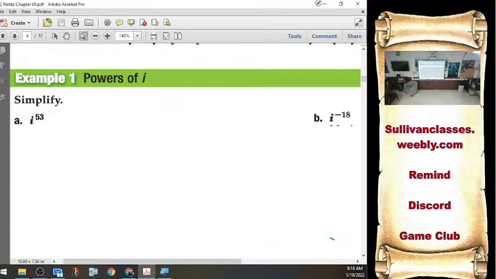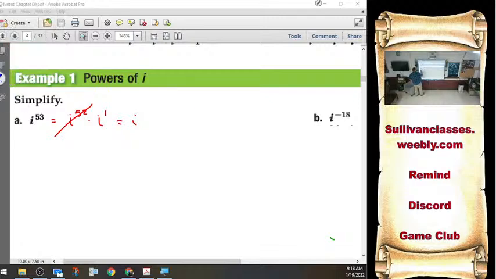So, what's a multiple of 4 really close to 53? So I turn this into i to the 52nd times i to the 1st. And i to the 52nd is just 1. So it's just i. That's it. Now that's one way, is to rewrite it as its equivalent.